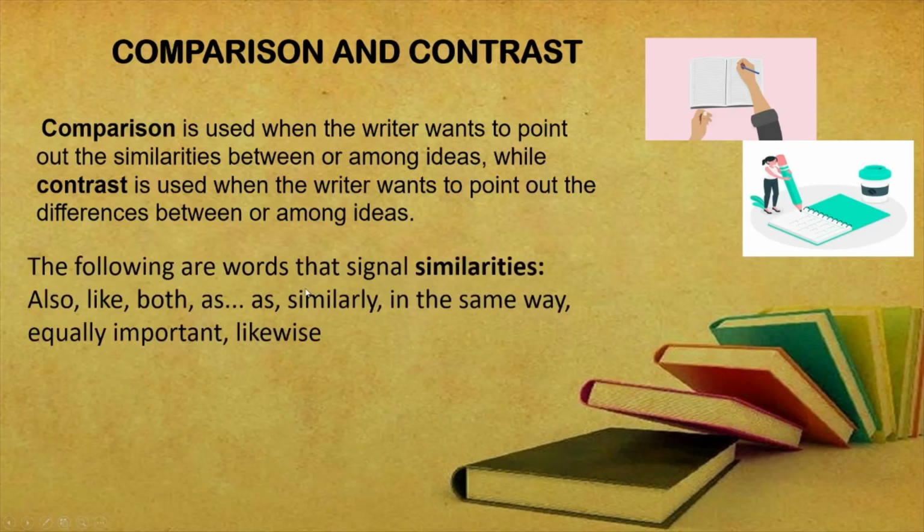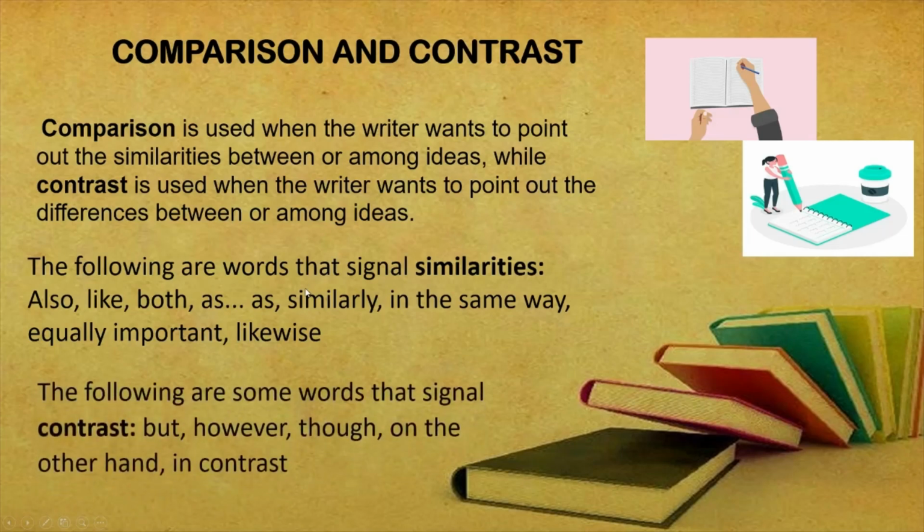Also, like both, as, similarly, in the same way, equally important, likewise. The following are some words that signal contrast: but, however, though, on the other hand, in contrast. To contrast persons, things, places, events, situations, or ideas is to show how they are different. To do so, you need to make a list of the characteristics or qualities of the subjects and then identify the differences between them.